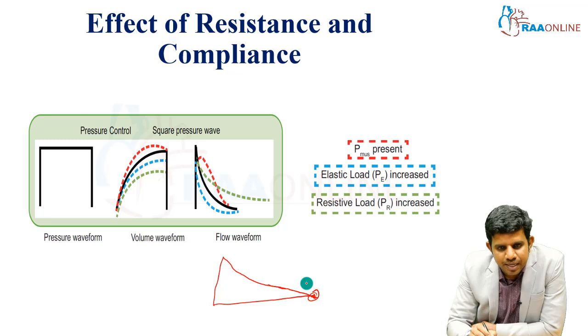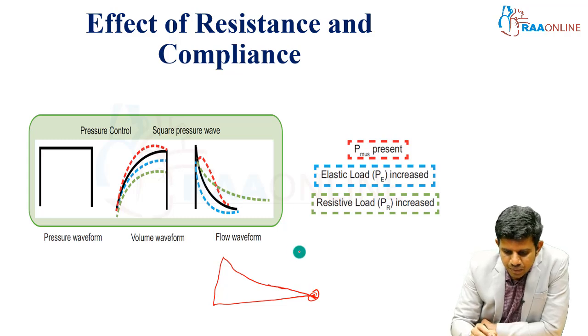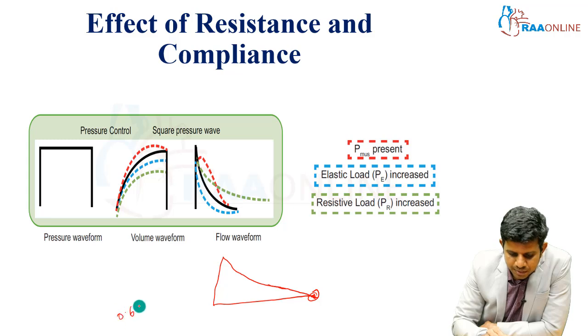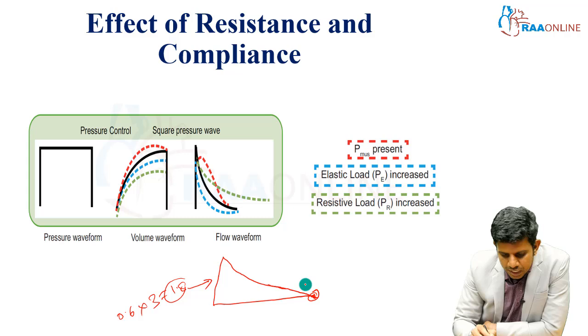If my resistance is very high, what happens here? I need a longer time to fill the lung. For example, if my time constant is 0.6 seconds, I need 3 times my time constant, which is 1.8 seconds, for the inspiration to fill the lung. If, because of resistance from something like bronchospasm, my time constant increases from 0.6 to 0.8, then I need 3 times that, which is 2.4 seconds.